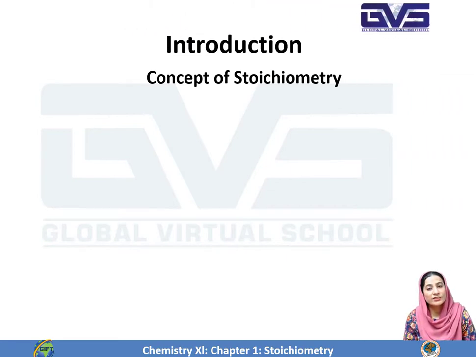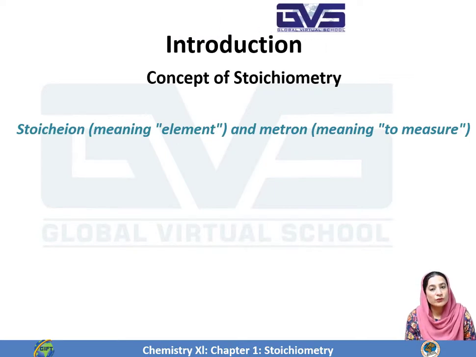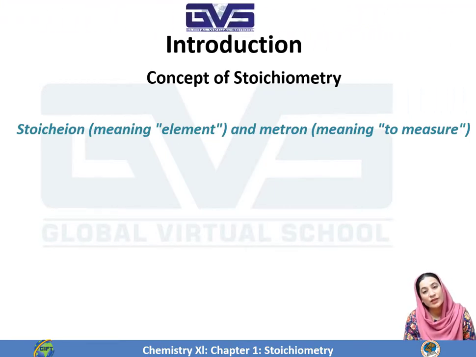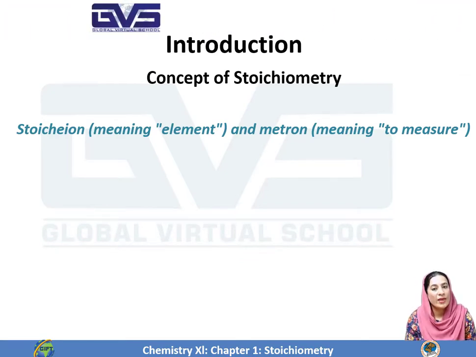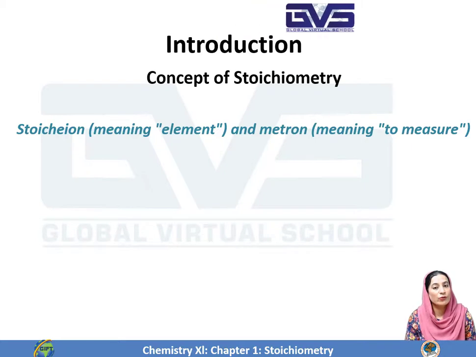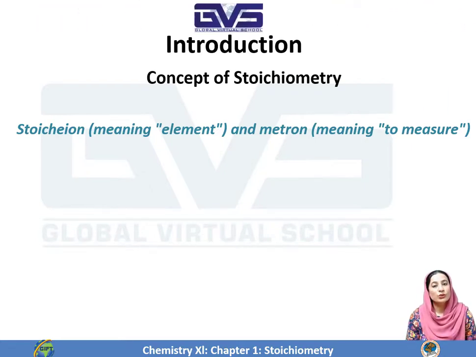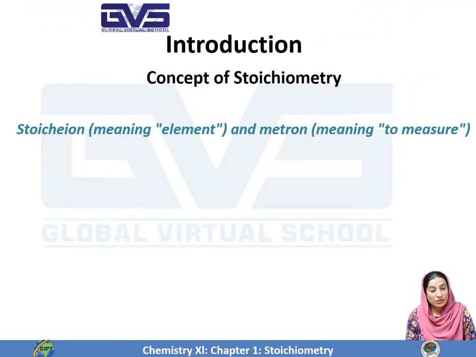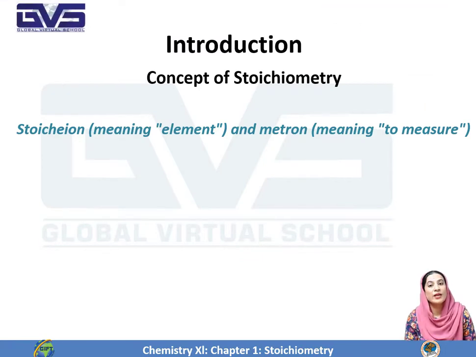Basically, stoichiometry is a Greek word, a combination of two words: stoichion means element and metron means measuring. So it means measuring the element in the form of mass, in the form of moles, in the form of Avogadro's number, in the form of molar volume. Understanding the concept of stoichiometry is so important you can't even imagine.